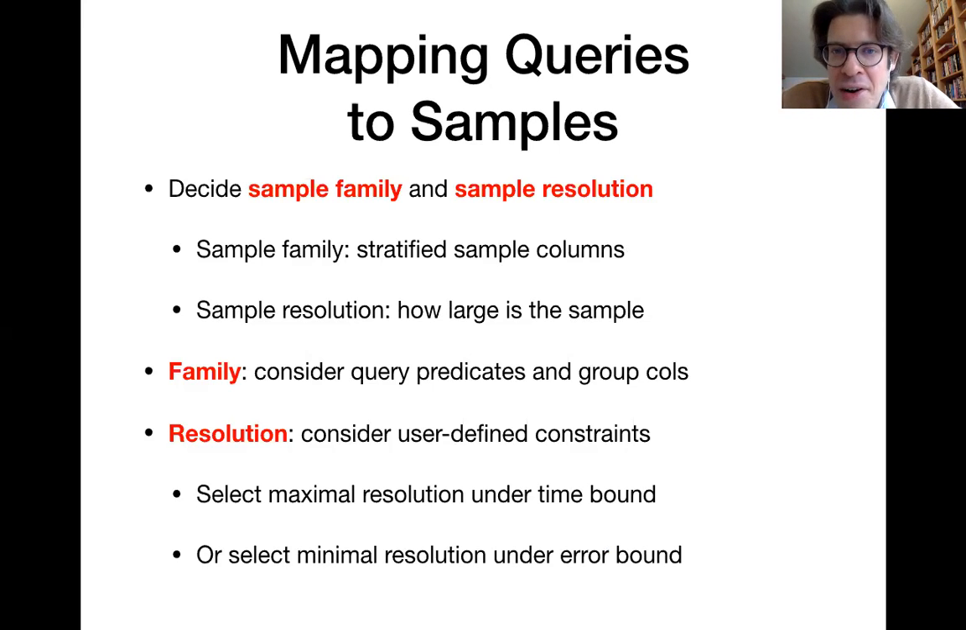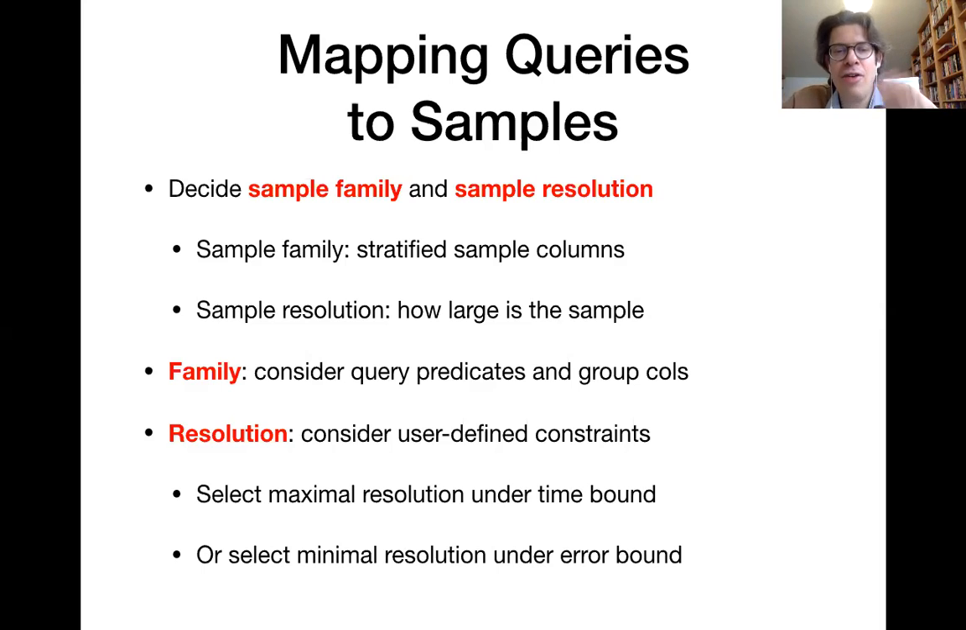Once we have a query incoming at runtime, then we have to map that query to the right sample in our repository. So we have to decide which sample family to use and which sample resolution to use. The sample family essentially refers to the columns that were considered when creating the stratified sample. So those are the columns where for each value combination, we have a cap on the frequency at which it can appear. And the sample resolution essentially means, among those differently sized samples for the same family, which one of them do you want to use for the current query.